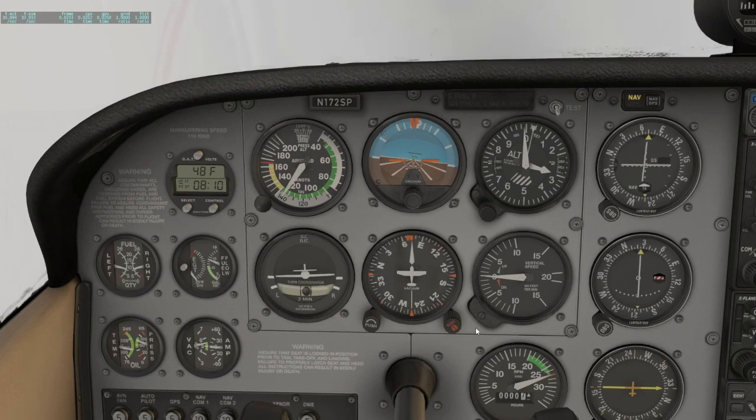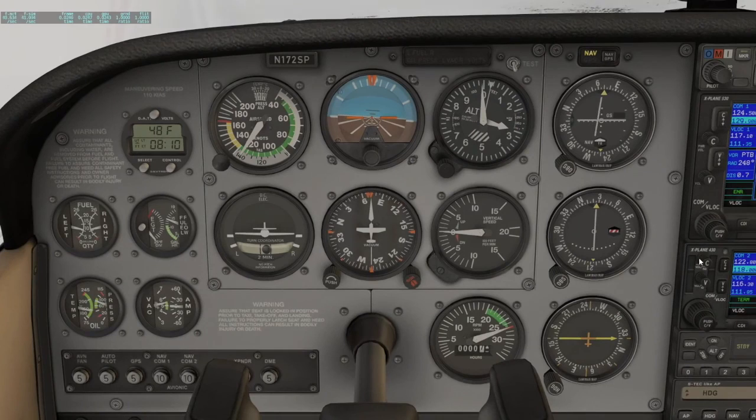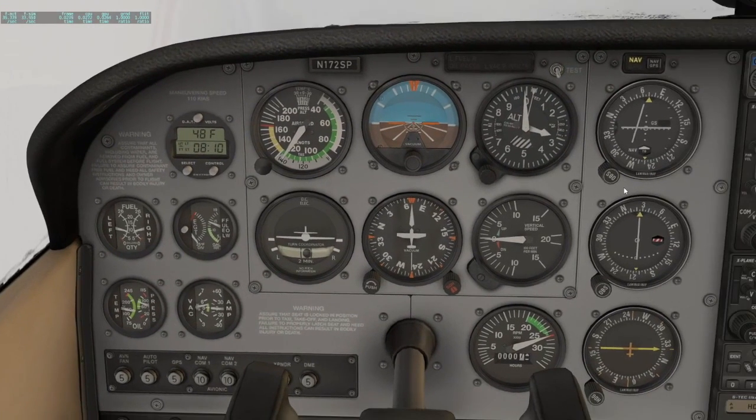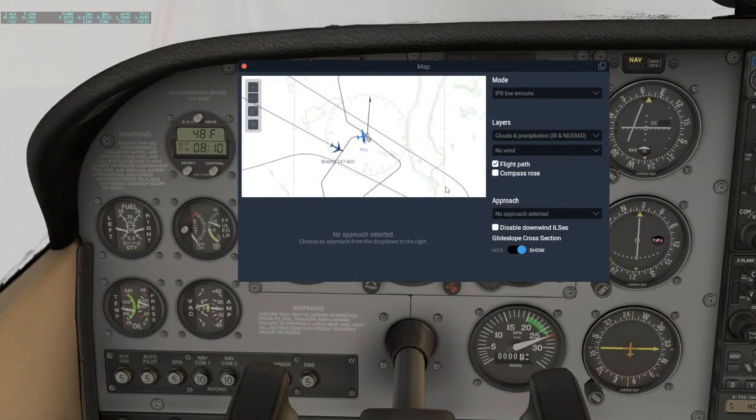Okay. Anyways, close enough. We're close to the station, as you can see. That's why the needle is erratic. But we look at the map now to see what we've done. Here we go. Here's the map.